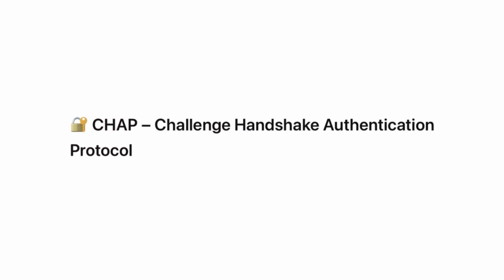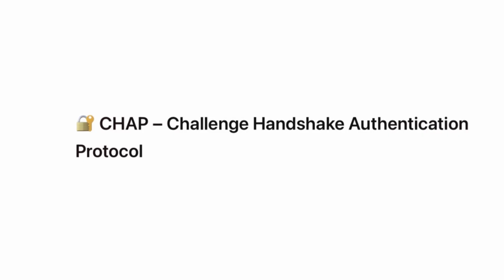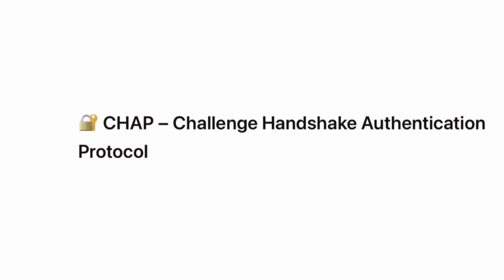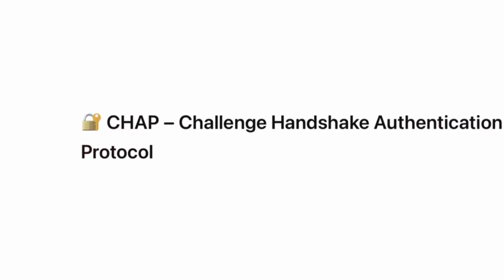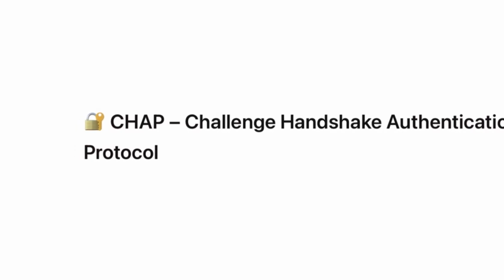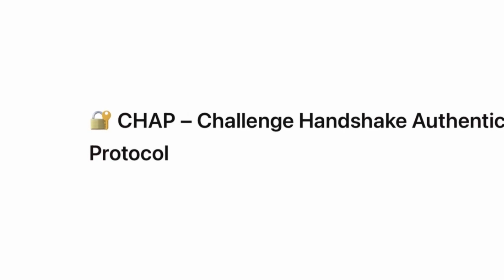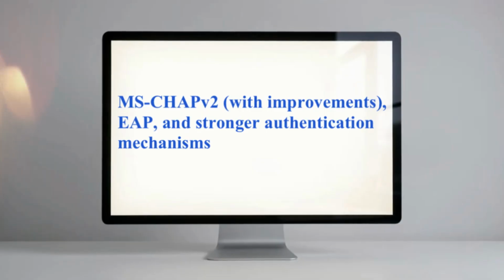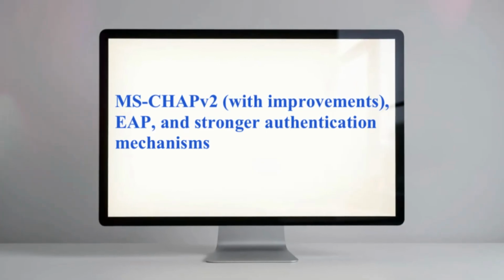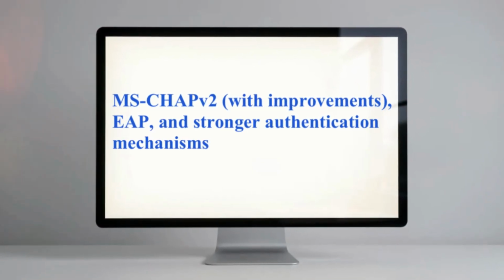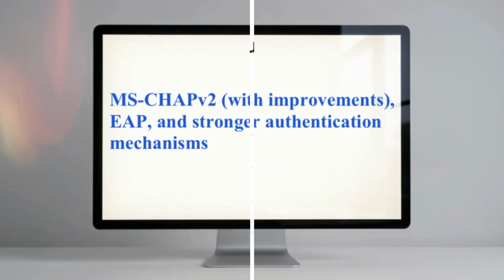But wait, is CHAP perfect? No. CHAP typically uses MD5, which is now considered cryptographically weak. Also, if attackers capture enough challenge response pairs, they can attempt offline brute force attacks. So while CHAP is safer than PAP, it's not ideal for modern security environments. That's why protocols like MS-CHAP v2 with improvements, EAP, and stronger authentication mechanisms are preferred today.